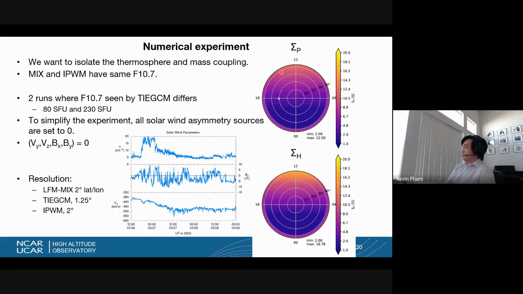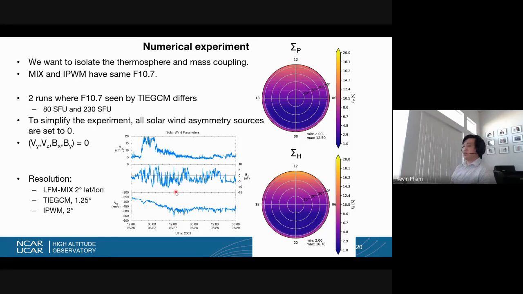What you see on the right side here is the Pedersen conductance used by MIX as well as the Hall conductance used by MIX for both runs. There's no precipitation, it's just a very static conductance, so we have no feedback at all through the conductance. We simulated a storm, which is this particular storm here, March 27, 2003.